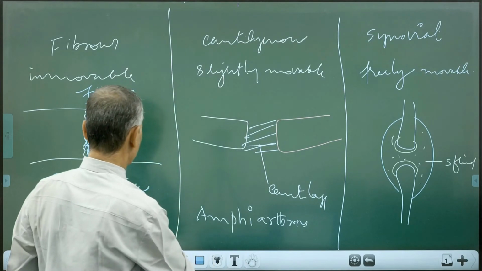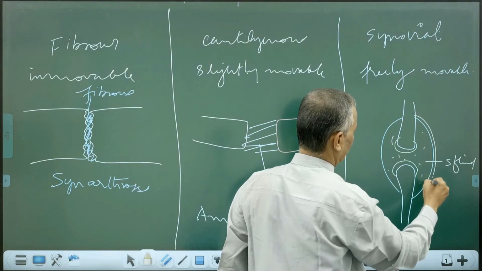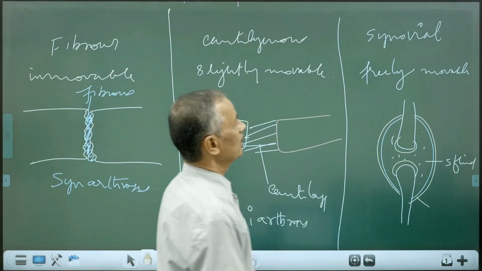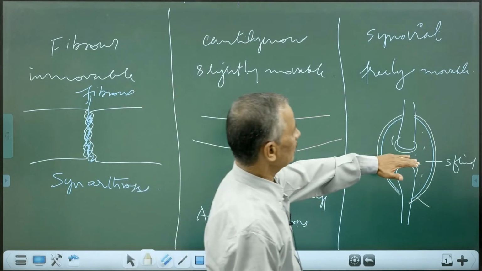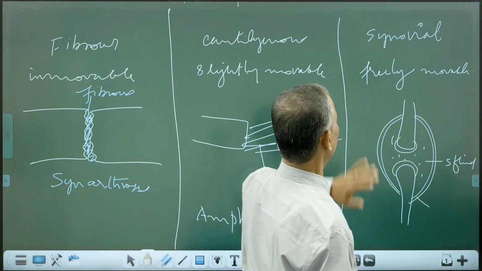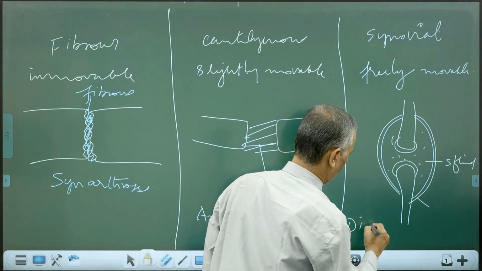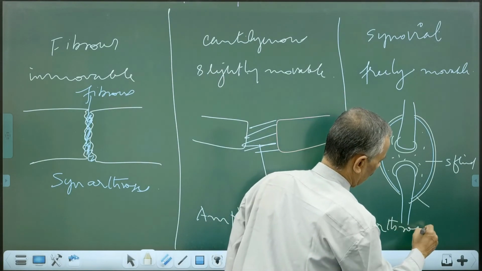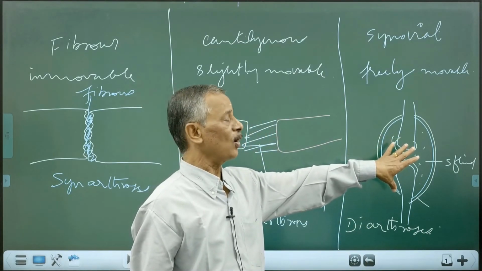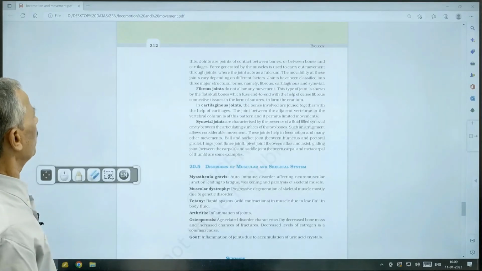And the whole structure will be covered by a thick connective tissue capsule. This is the nature. Since you are having a synovial fluid, it is called synovial joints, freely movable. And this is called diarthrosis also. And we are having different types of synovial joints, how they are all allowing the movement, what type of movement.